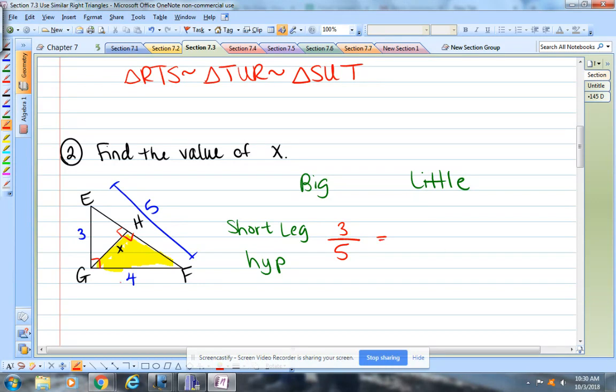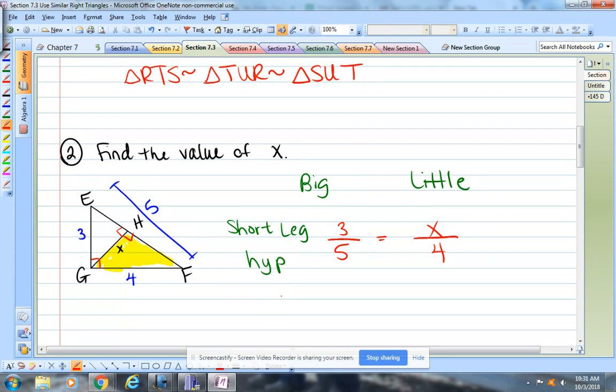Now I'm going to use my little triangle. What is the length of the short leg? That's what I'm trying to find. Over what is my hypotenuse? 4. Okay. So that's how you set it up. You're comparing two triangles, and then you use two legs or a hypotenuse of what you know, the information of one of them, and you got to have your missing piece somewhere.